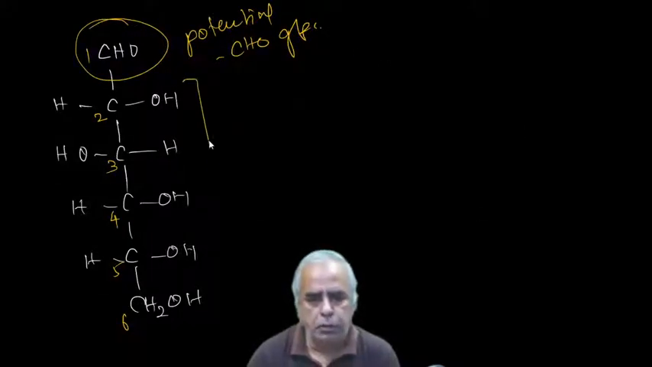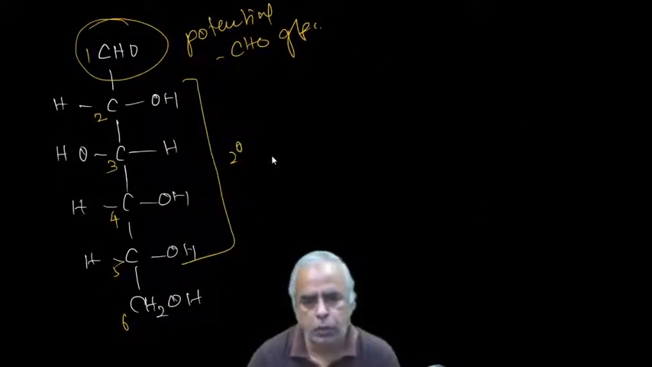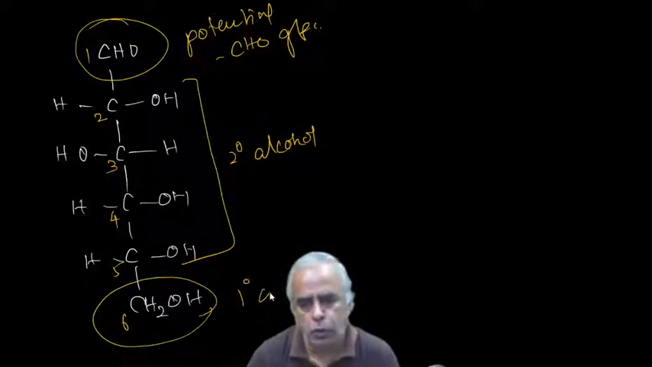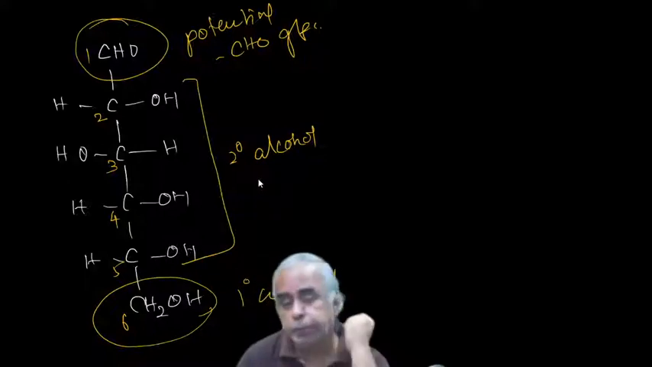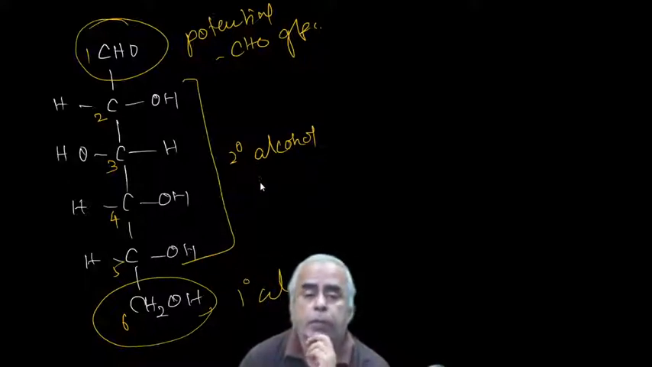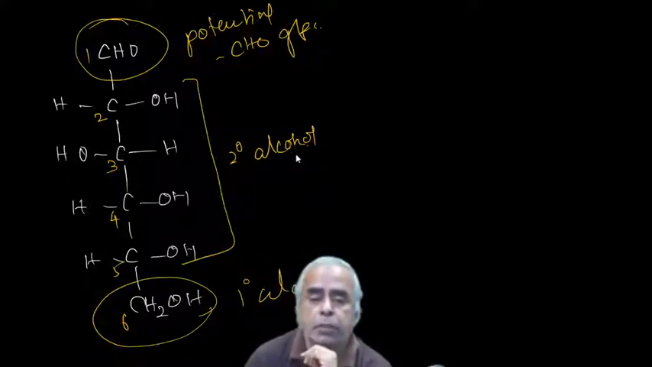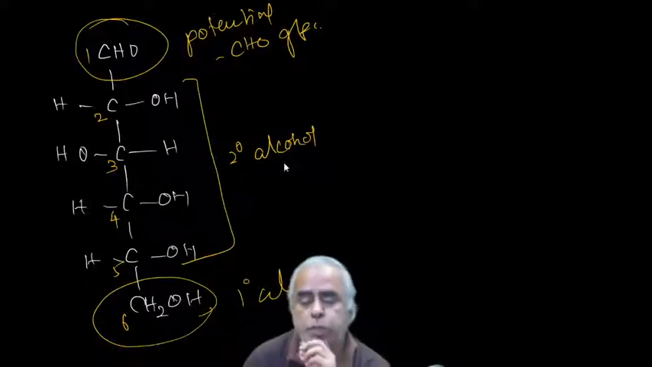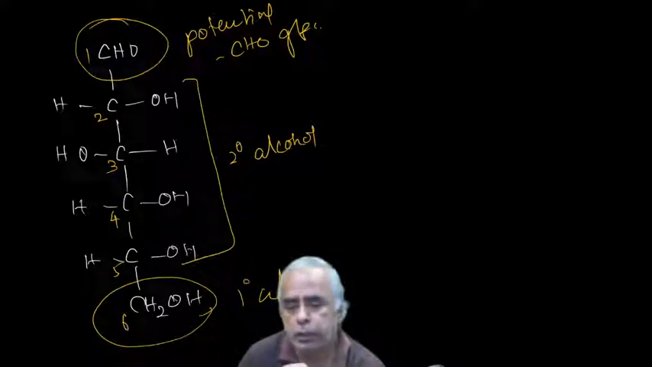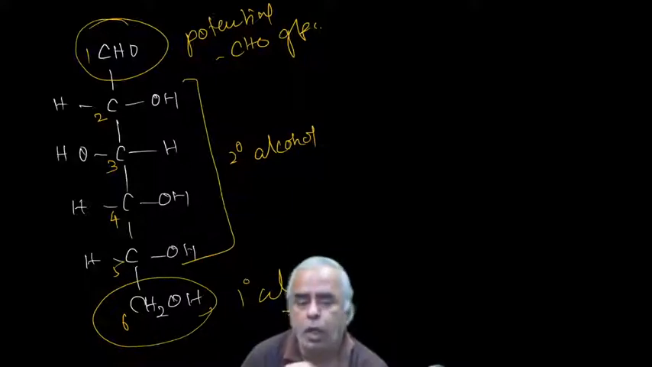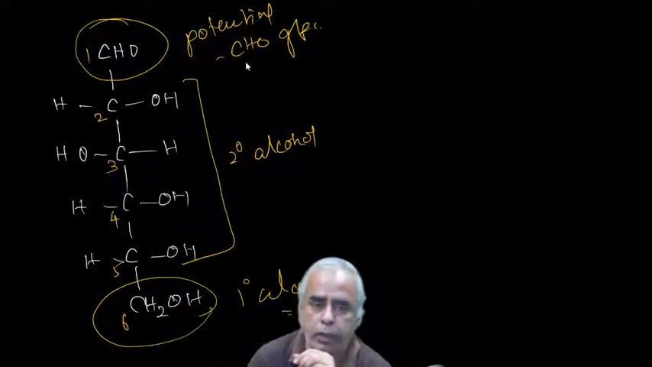As I already mentioned, these parts are secondary alcohol. And what about this? This is primary alcohol. You may ask me, sir, whether such a compound will give reactions similar to secondary alcohol. Truly speaking, yes. And what about this? Yes, this will also exhibit the property of primary alcohol. And what about aldehyde? Yes, it will.